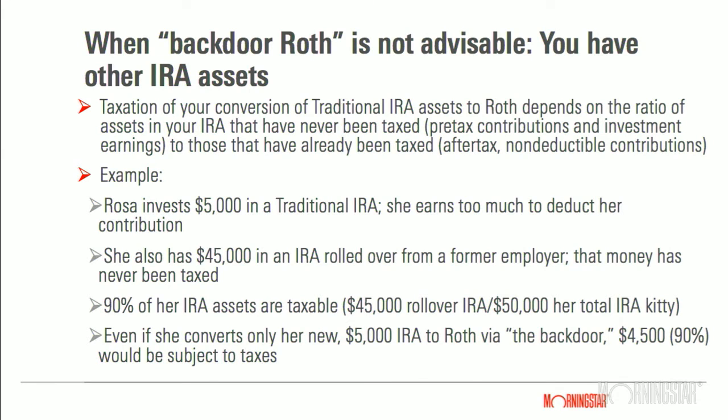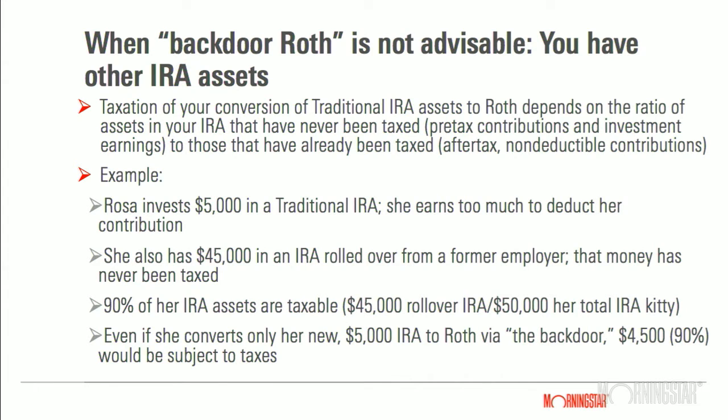And the reason is that the IRS uses what's called the pro rata rule to calculate the taxation of your IRAs and to calculate the taxation of the conversions that you might undertake with those IRAs. So I've used a simple example here to illustrate how this pro rata rule works in real life. So let's assume Rosa has been shut out of a Roth IRA, nor can she make a traditional deductible IRA contribution because she earns too much. So she wants to do this backdoor Roth IRA.